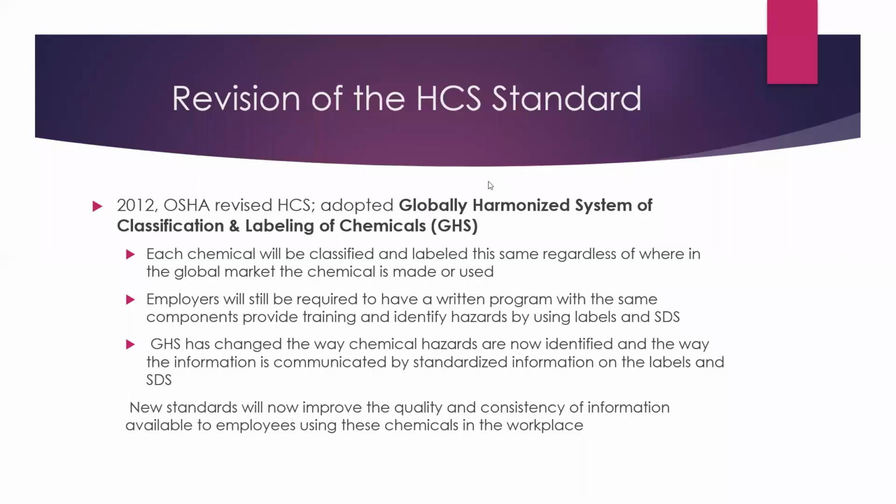Upon revision of the HCS, it was noted that each chemical will be classified and labeled the same regardless of where in the global market the chemical is made or used. Employers will still be required to have a written program with the same components and provide training and identify hazards by using labels and the SDS. The globally harmonized system of classification and labeling of chemicals has changed the way chemical hazards are now identified and the way the information is communicated by standardized information on the labels and SDS.